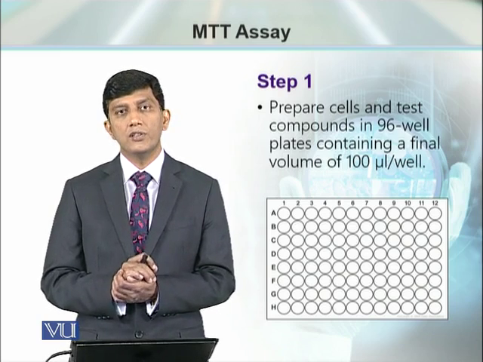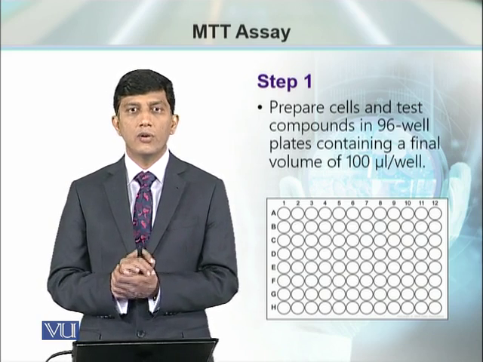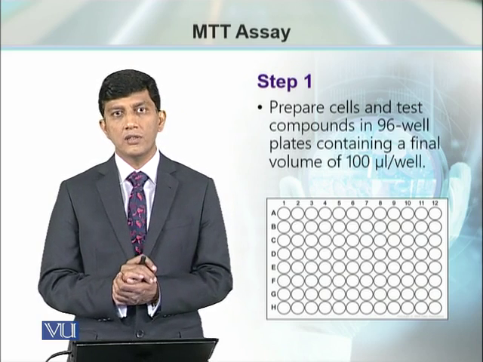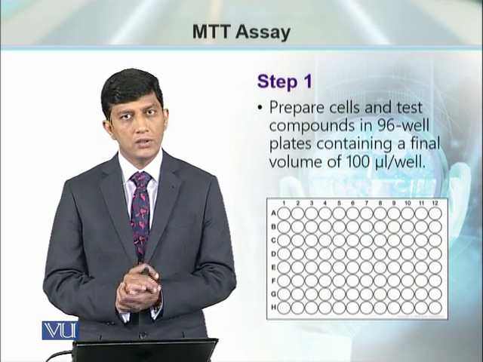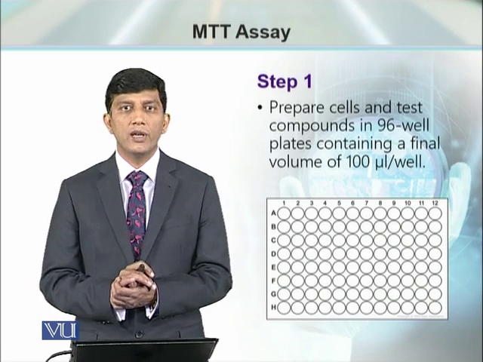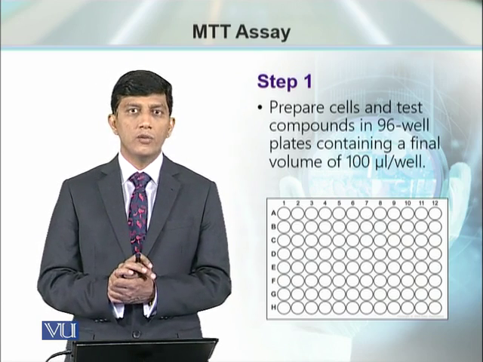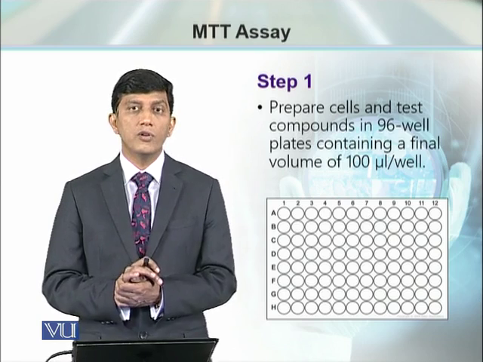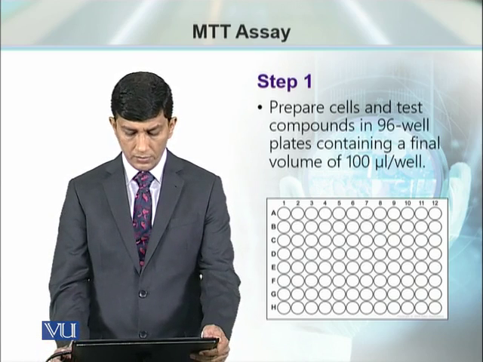So 100 microliter per well is the required volume of the culture medium containing the cells. We are going to pipette it into our 96 well plate. The per well volume is going to be 100 microliter.